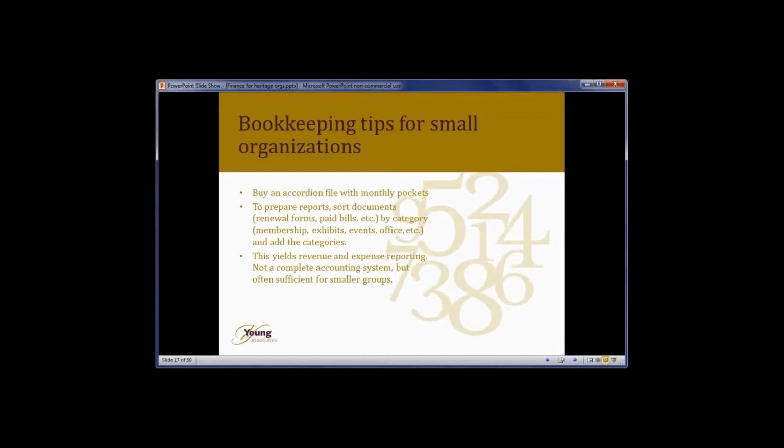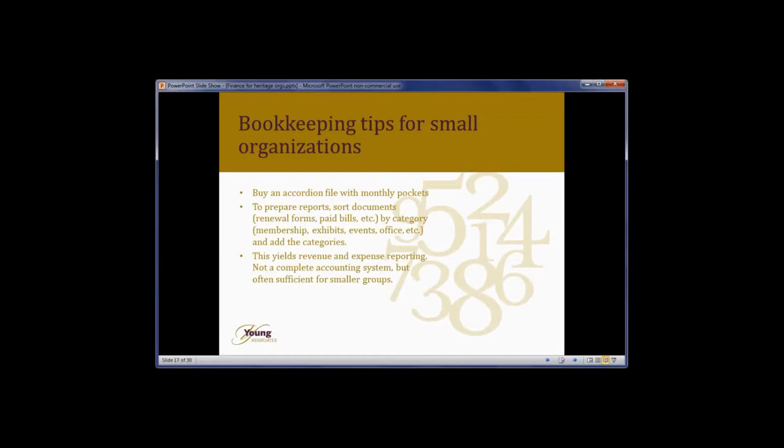Really, all you need to do is go to the Business Depot, buy an accordion file with monthly pockets. And each month that goes by, just pop all of your paperwork into the appropriate pocket. When you get to a point where you need a report for that month end, pull out the paperwork for the month, sort all of the documents into categories, add up the categories, and the totals for each category become your report.